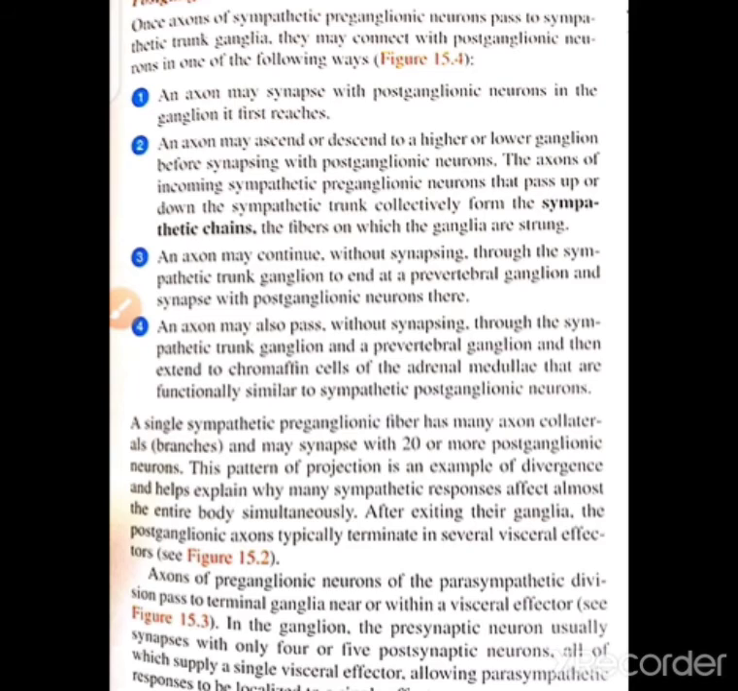Then what else can happen? An axon may ascend or descend to a higher or lower ganglion before synapsing with the postganglionic neurons. Like the axons of the incoming sympathetic preganglionic neurons that pass up or down the sympathetic trunk collectively form the sympathetic chains, the fibers on which the ganglia are strung.